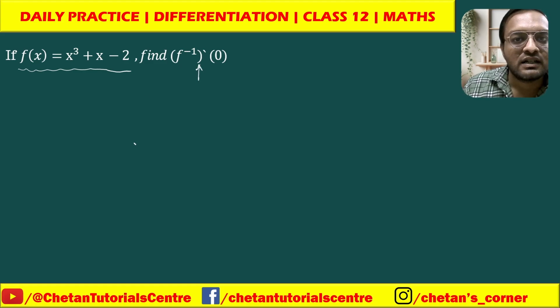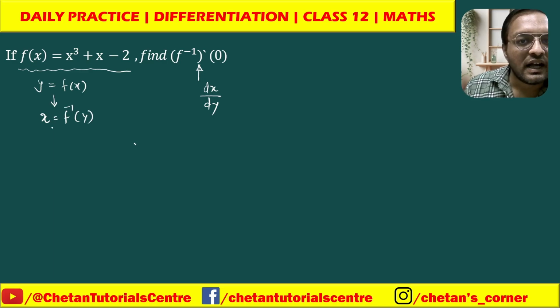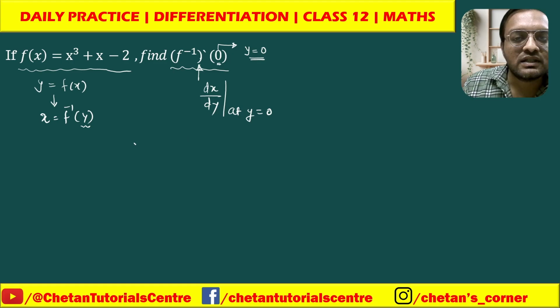Now f inverse dash means derivative of inverse function. This is y is equal to f of x and its inverse function will be x is equal to f inverse of y. As this inverse function is in terms of y, then this 0 is the value of y. This entire term can be written as dx by dy at y is equal to 0. So this is the mathematical meaning of this f inverse dash of 0. I hope you have understood this. Now let us head towards solving this question.